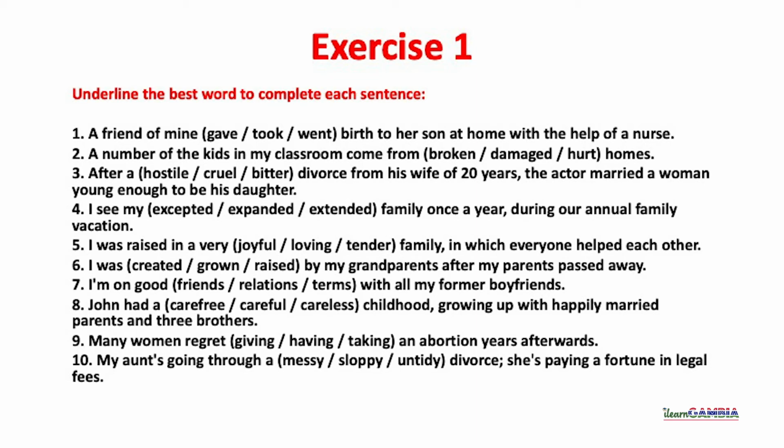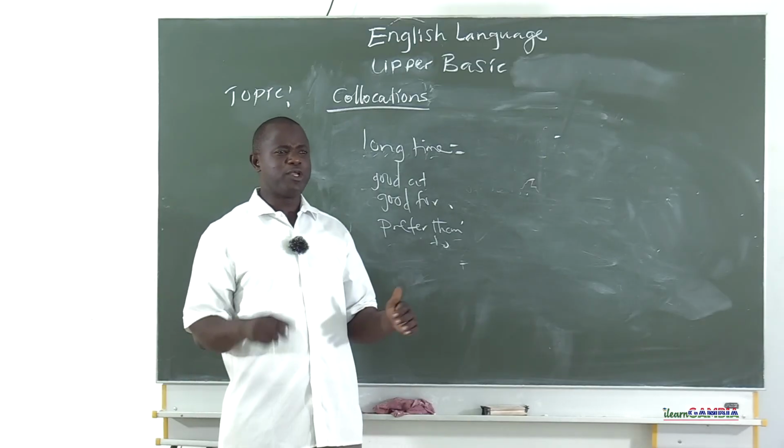We have this. A number of the kids in my classroom come from broken, damaged, hurt homes. What do we say? Broken homes, or damaged homes, or hurt homes. Number 3, after a hostile, cruel, bitter, of course, divorce from his wife of 20 years, the actor married a woman young enough to be his daughter. Now, number 4, I see my dash dash. Now, read the rest from number 4 to number 10, and then you do your answers.